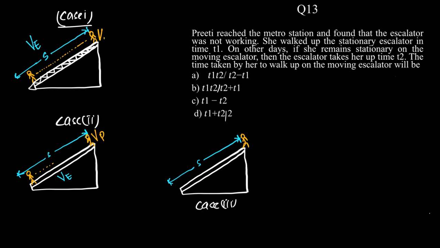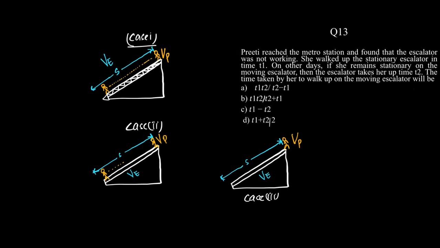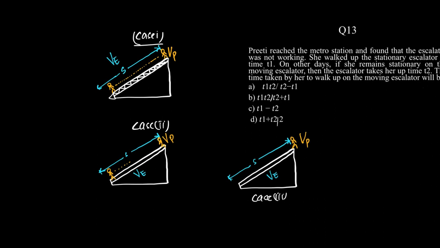So we have Vp as the velocity of the person, and the velocity of the escalator is Ve. Now, in case 1, what is the value of Ve plus Vp equal to? Ve plus Vp in case 1 is equal to Vp alone. Why? Because the question says that she walked up on the stationary escalator, which means the value of Ve is equal to 0.